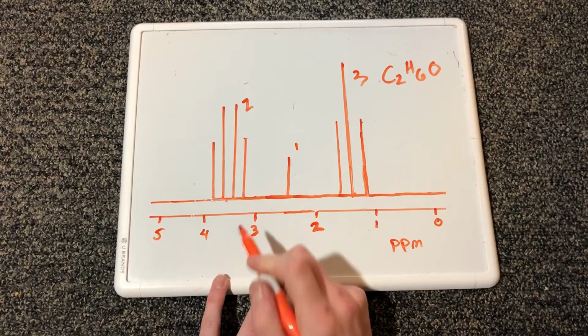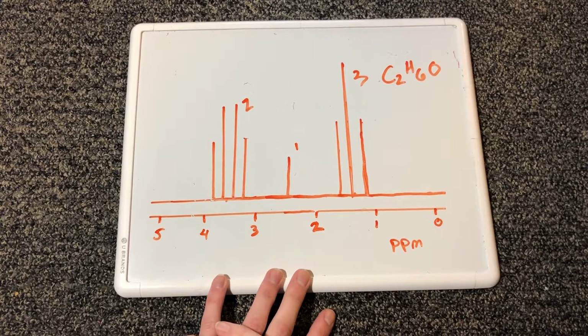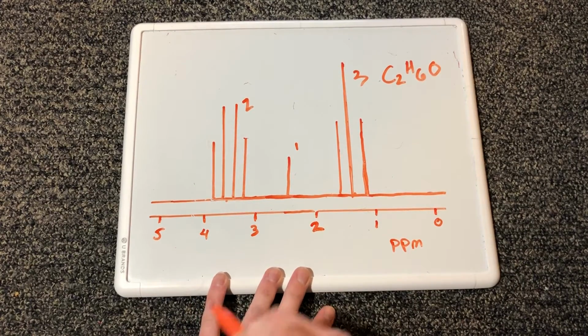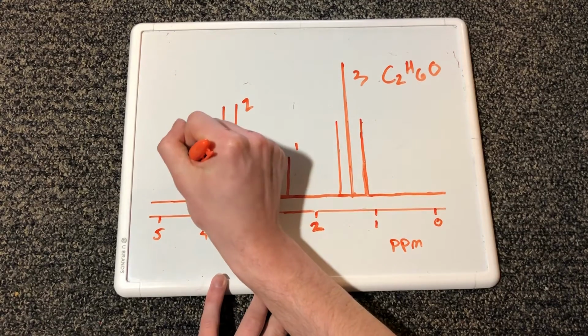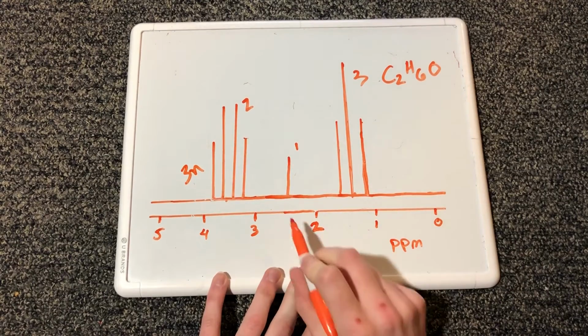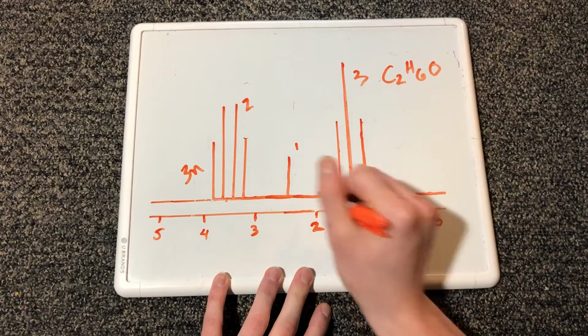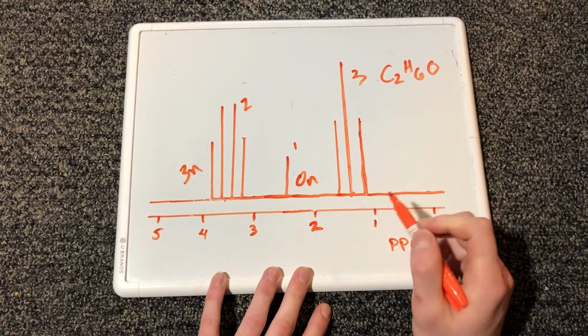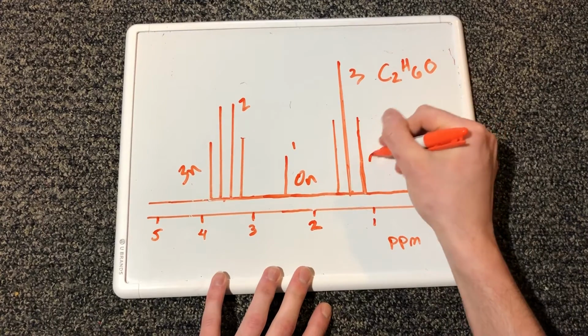There are 4 peaks here, so let's use the n+1 rule, where n+1 is the number of peaks, and n is the number of neighboring protons. So there are 4 peaks here, so we know that it has 4 minus 1, or 3 neighbors. So we'll put 3n right here. There's no splitting here, which means it has no neighbors. And here it is split into 3 peaks, so it'll have 3 minus 1, or 2 neighbors.